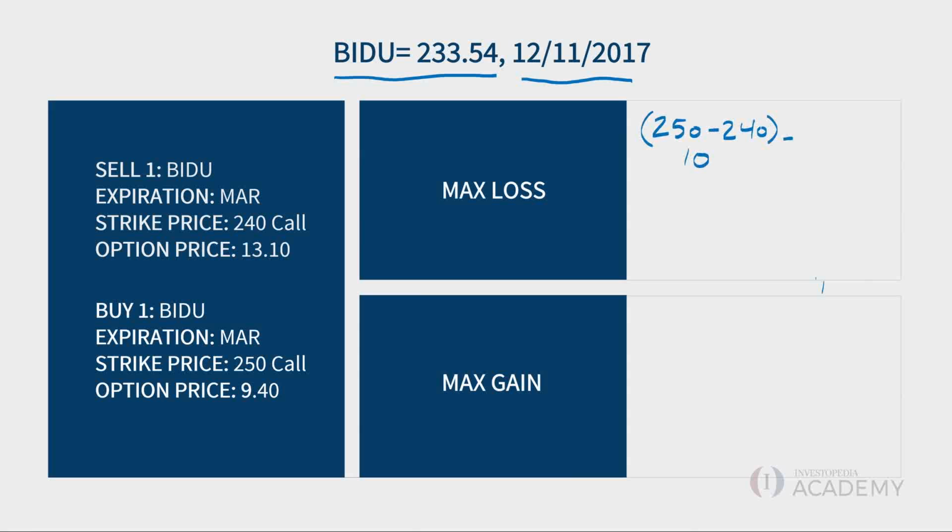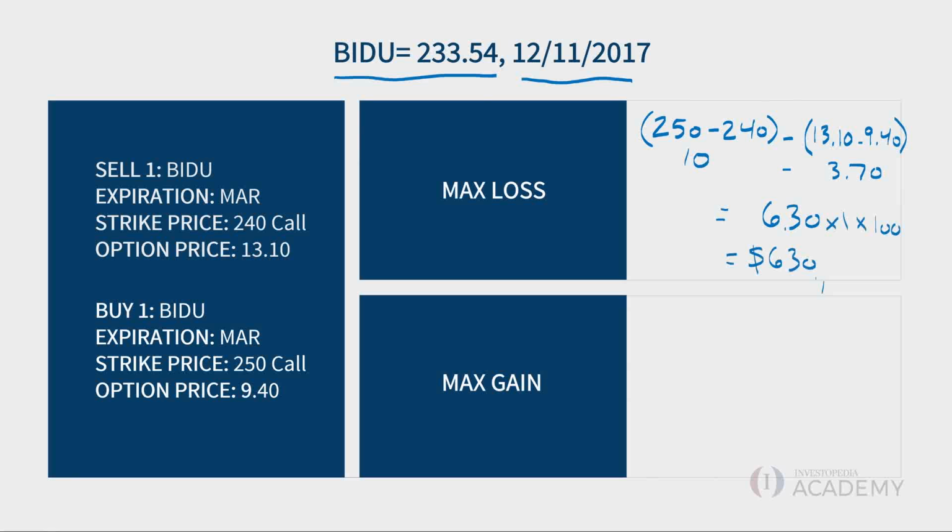But how did we get there? What did we collect on the 240 call? We collected 1310. And then what did we pay for the 250 call? 940. So that's 370. Your max loss then is 630. Remember, we're talking about one-by-one contracts, so you multiply times 1, the number of contracts, times 100. The 100 multiplier, we're talking about 100 shares of stock. Your max loss, therefore, is $630.